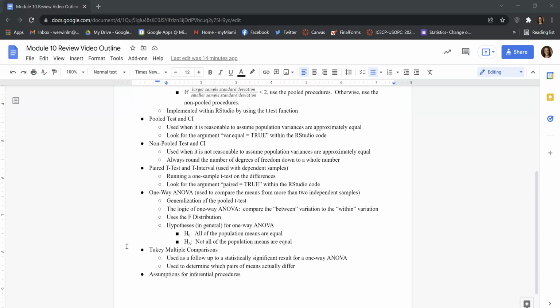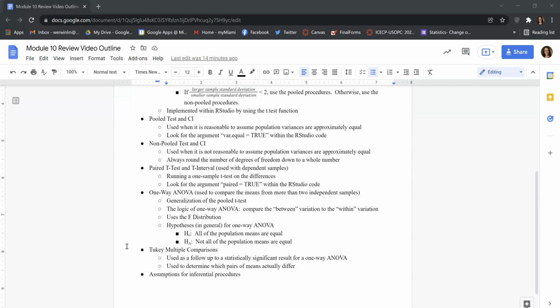Remember that the Tukey multiple comparisons procedure is what we use as a follow-up to a statistically significant result for a one-way Anova. Oftentimes, it makes sense that we would want to know, okay, if we know that not all the population means are equal, well, which ones differ? And that's where we come to Tukey multiple comparisons to help us answer that question.